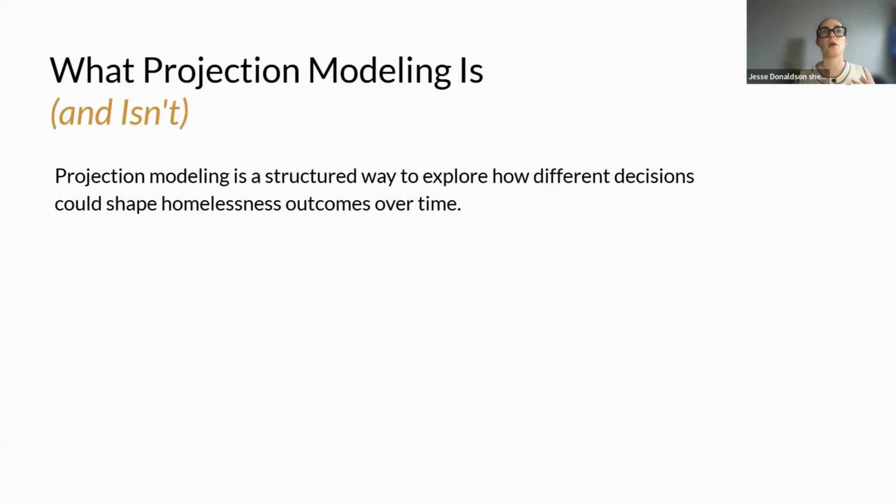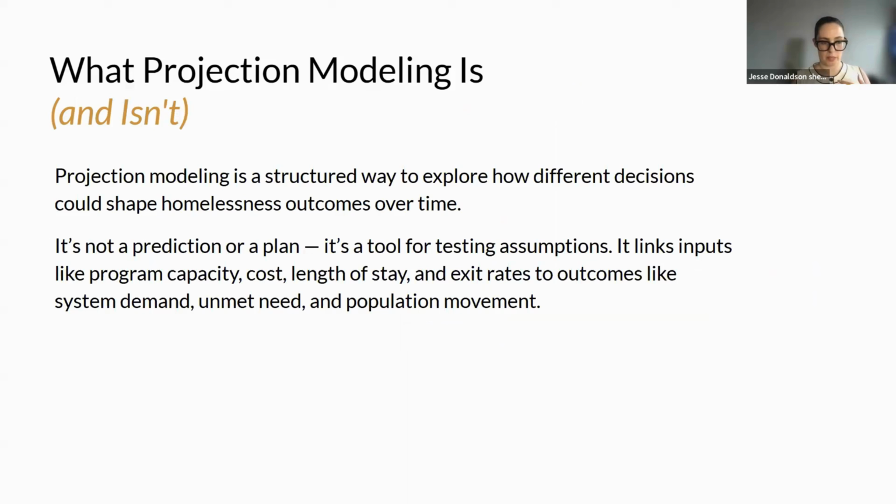All right, so what is it? It's a structured way to explore how different decisions can shape homelessness. It's not a prediction or a plan. Sometimes when we work with communities, and there are several communities who have adopted this, particularly in Ontario, that's a stumbling block for us: this is not meant to predict the future. It can't. No model can. But it's meant to be flexible enough that we can run enough iterative scenarios to help you plan for good and bad throughout the coming years.